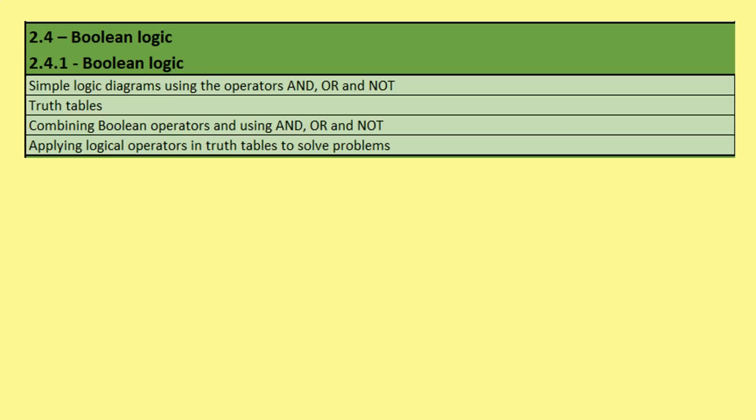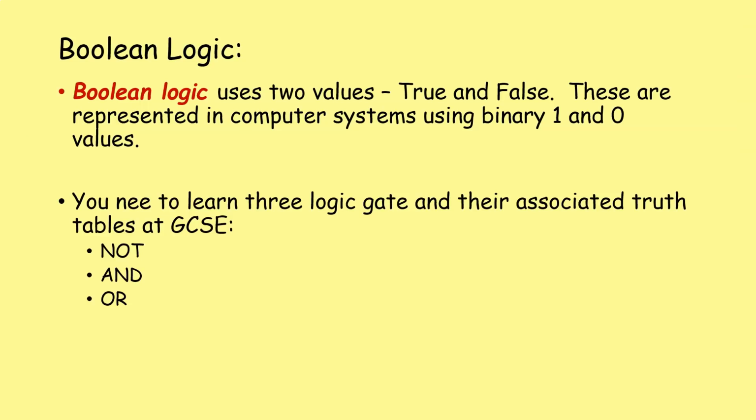2.4 Boolean logic. Boolean logic uses two values, true and false. These are represented in computer systems using binary 1 and 0 values. You need to learn 3 logic gates and their associated truth tables at GCSE level: NOT, AND, OR.